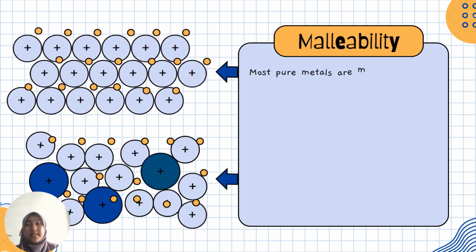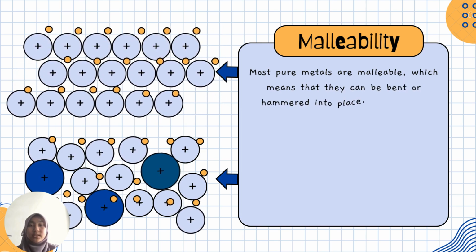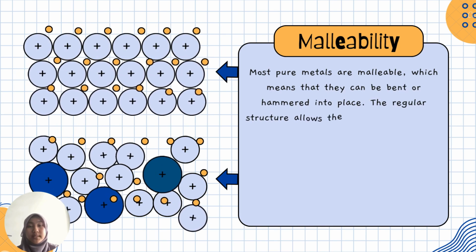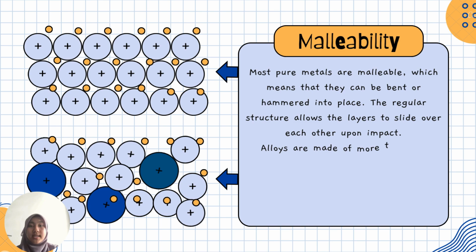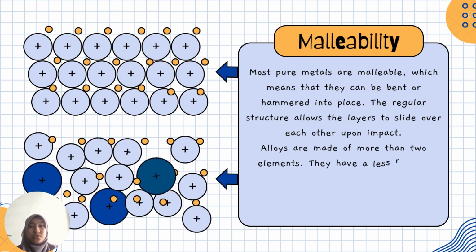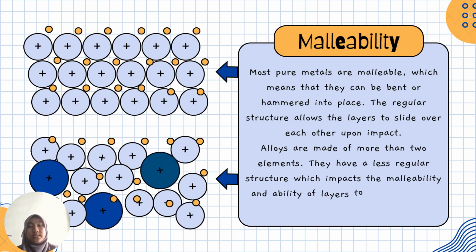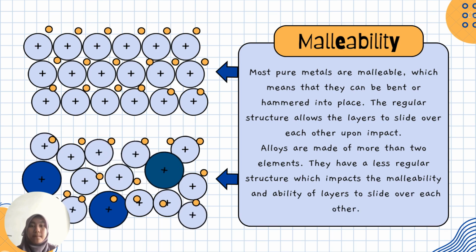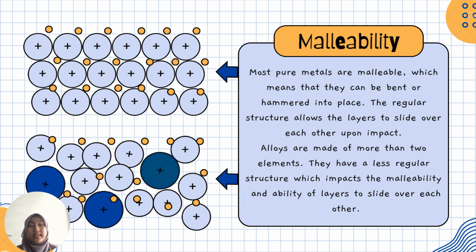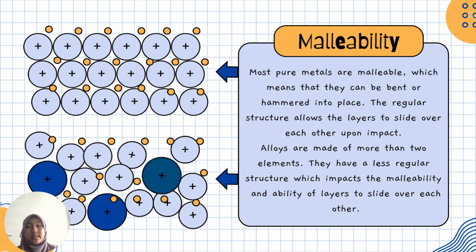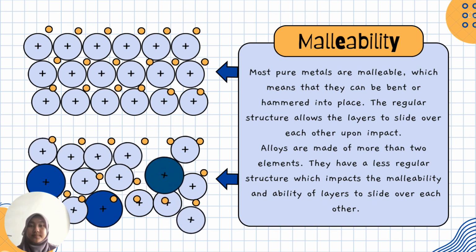This diagram explains malleability. Malleability means a metal can be bent or hammered into shape without breaking. In pure metals, the atoms are arranged in regular layers. When force is applied, these layers can slide over each other, so the metal changes shape instead of breaking. However, in alloys, there are different types of atoms mixed together. This makes the structure less regular, so the layers cannot slide easily. As a result, alloys are usually less malleable than pure metals.